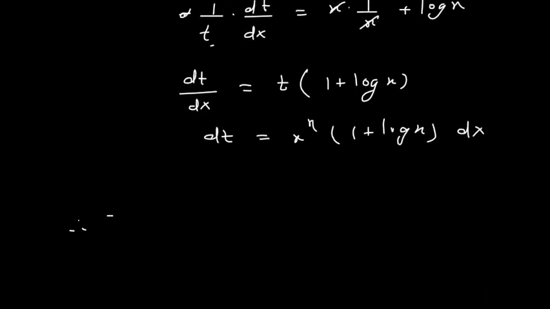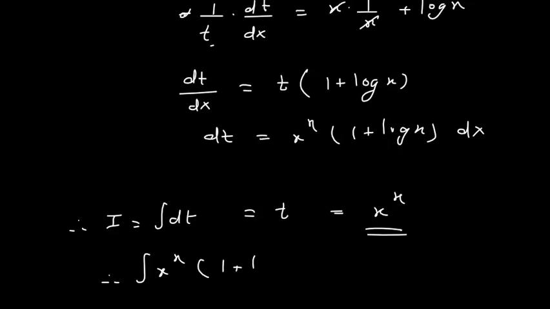So my integration I will become integration of dt, and integration of dt is t, and the value of t is x power x. So therefore our integration of x power x into 1 plus log x into dx will become x power x. We also write the constant of integration. So what is integration of x power x into 1 plus log x into dx is equal to x power x plus c.